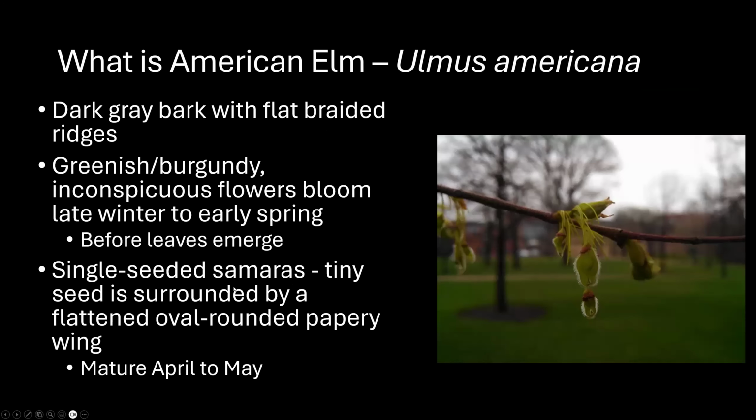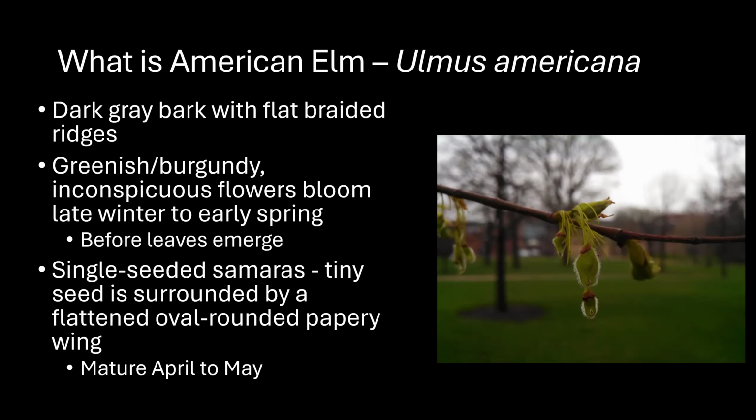So some more characteristics about it. Generally, the bark, as it matures, as it ages, becomes a dark gray color, and it gets these flat braided ridges on it. The flowers are pretty nondescript too, pretty inconspicuous. They're a greenish burgundy color that appear late winter into early spring. Generally, these flowers are occurring prior to the leaves emerging.